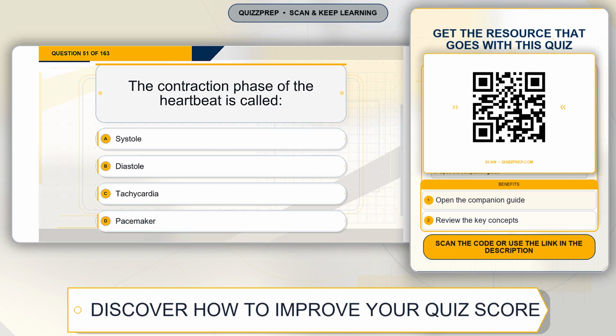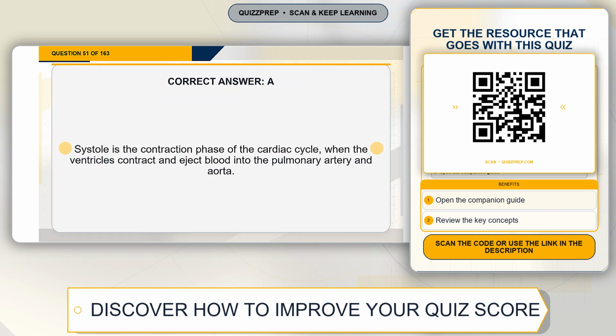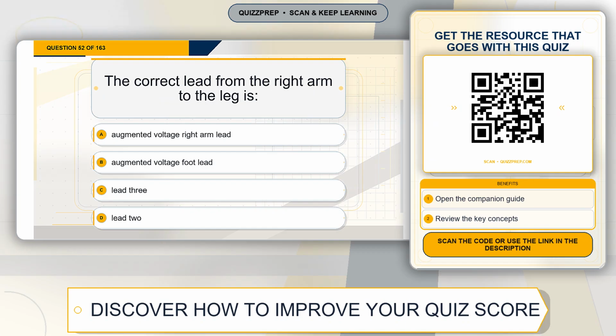Question 51. The contraction phase of the heartbeat is called: Option A, systole. Option B, diastole. Option C, tachycardia. Option D, pacemaker. The correct answer is option A, systole. Explanation. Systole is the contraction phase of the cardiac cycle, when the ventricles contract and eject blood into the pulmonary artery and aorta.